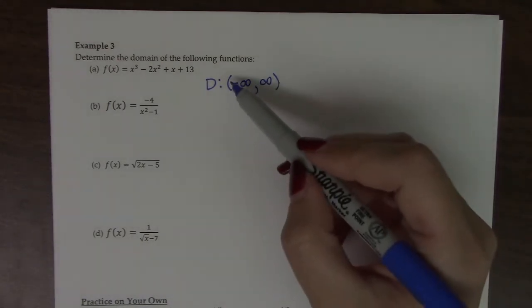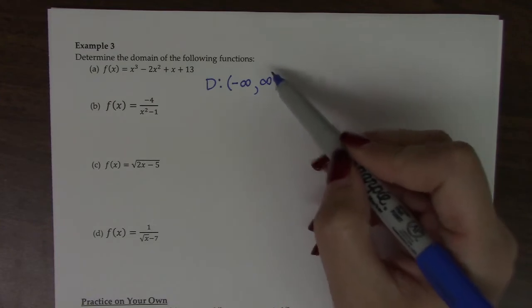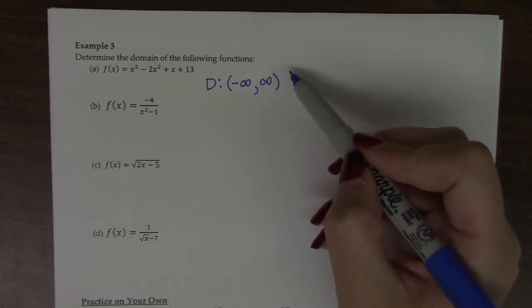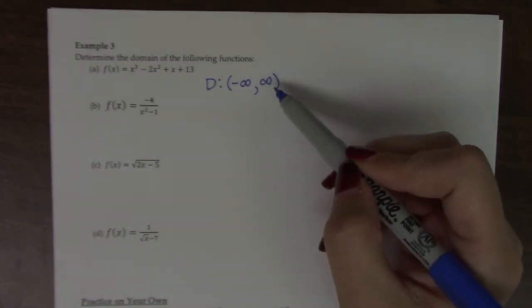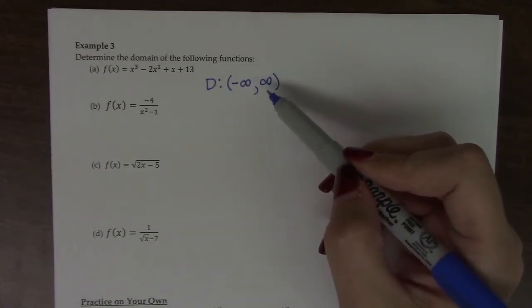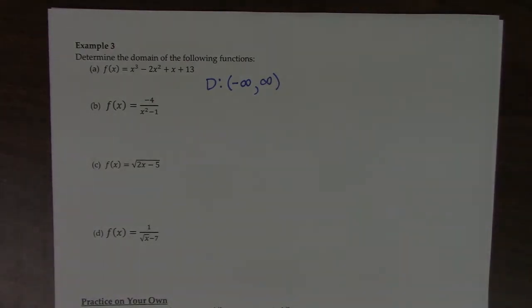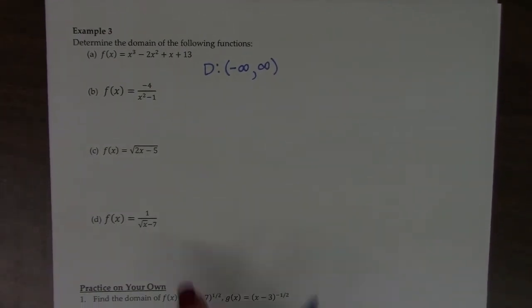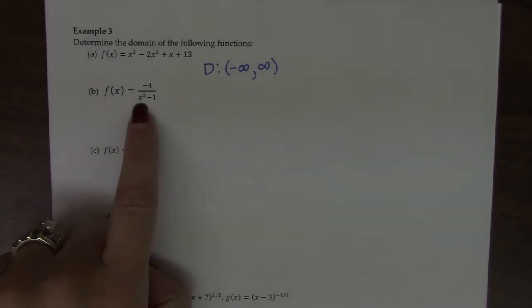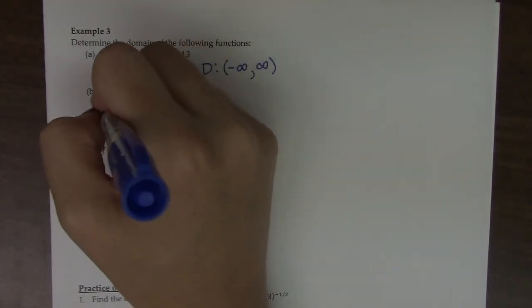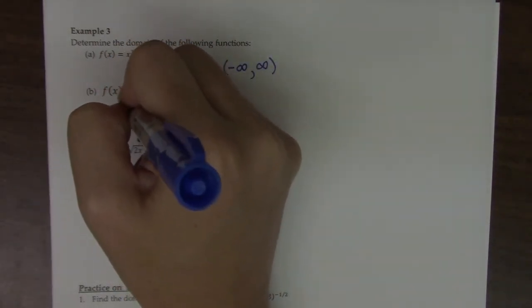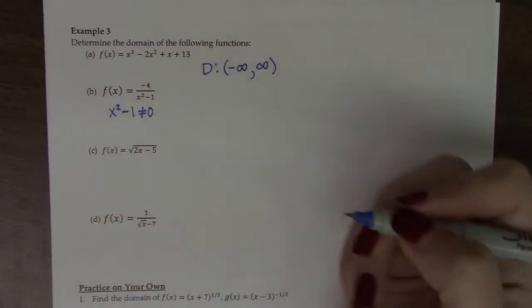We use parentheses around values that are not included, and we'll use brackets around numbers that are included. But for infinity, we always use parentheses because that is not a finite value and we don't know where it stops. The next problem, however, has a denominator in it, right? So we need to make sure that rule number 1 is invoked. I need to figure out what values of x are going to make this 0. So what we can say is that x squared minus 1 is not allowed to be 0.